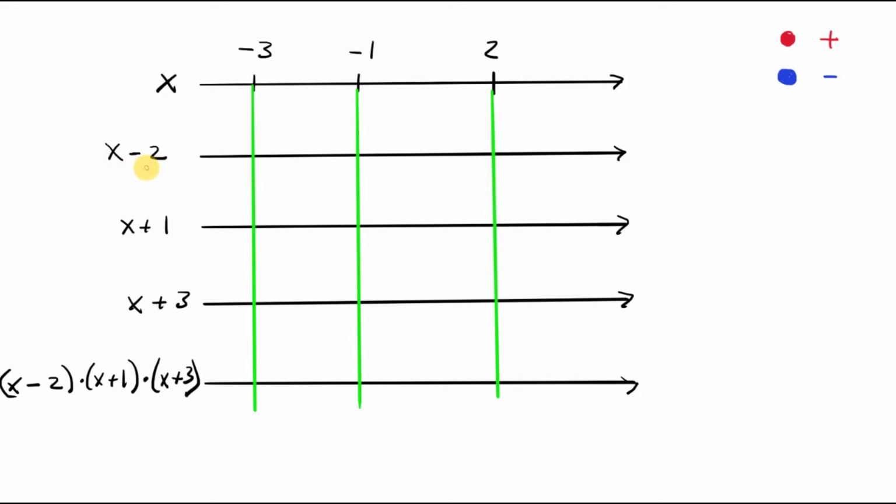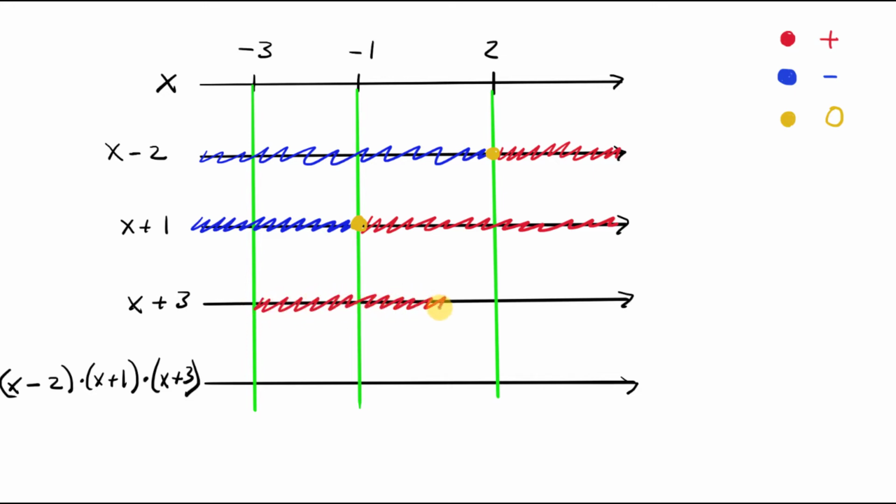So x minus 2 is larger than 0 when x is larger than 2. So it's positive here. And it's negative here. And it's 0 here. x plus 1 is positive for x larger than minus 1. And negative for x less than minus 1. And 0 here. And x plus 3 is larger than 0 for x larger than minus 3. And negative for x smaller than minus 3. And 0 for x equal to minus 3.